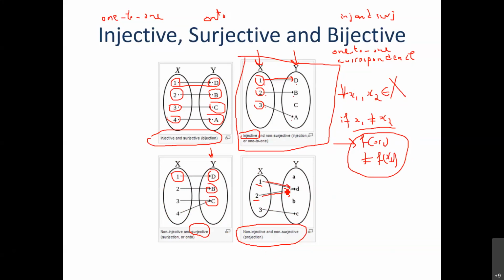Why is it not surjective? You have A and B, and they don't have anything pointing to them. Why is it a function? 1, 2, 3, they all have images. Moving on.